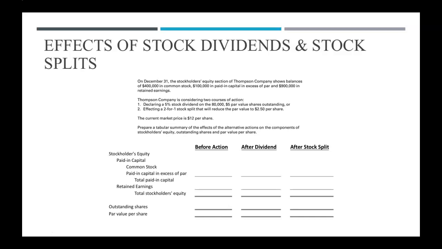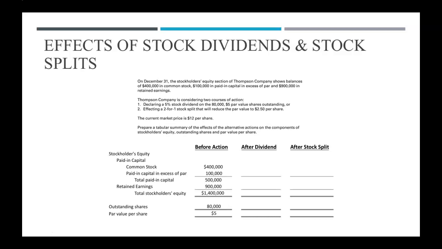So let's fill out the before action with what we know. All of these pieces were given to us: our common stock, paid-in capital, and retained earnings. Common stock and paid-in capital in excess of par, those two added together will give you your total paid-in capital. And then we add in the retained earnings to get our total stockholders' equity of $1,400,000.